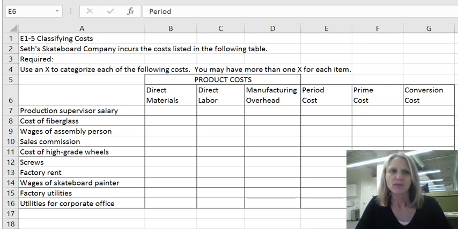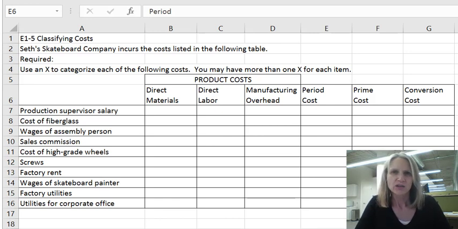This is Chapter 1, Problem E1-5, about classifying costs. So before we start, let's just review a couple of these terms that we're going to be using. So product costs, those are the costs that are going to go into the product that you're building. And period costs are the things that are expensed during the period. So it's easiest to start with period costs. Those are any kind of selling expenses and any kind of administrative expenses that you're going to incur.